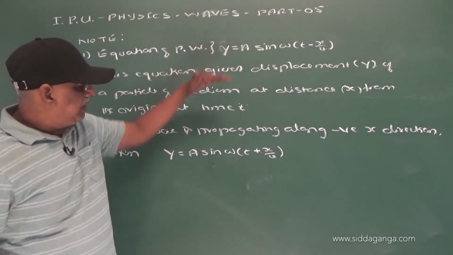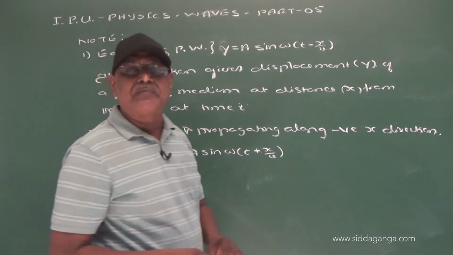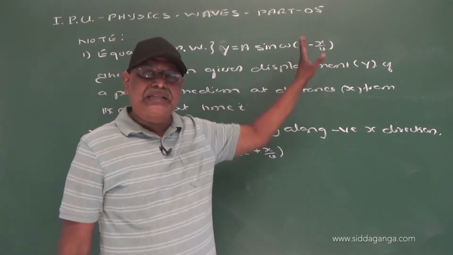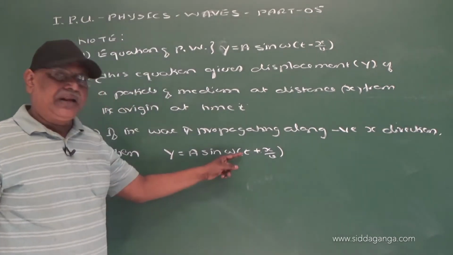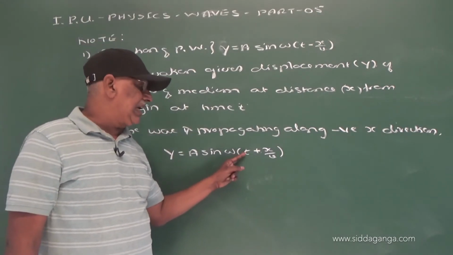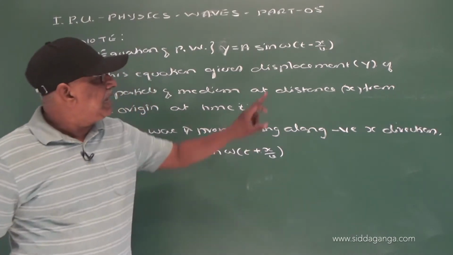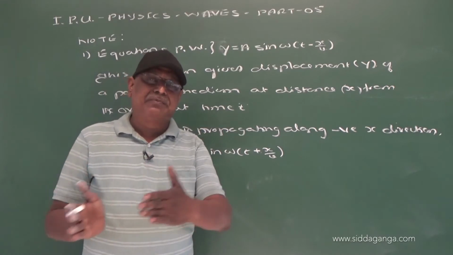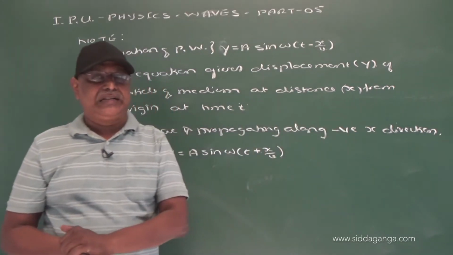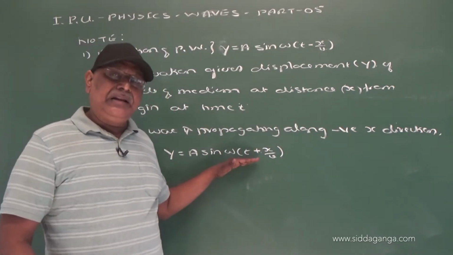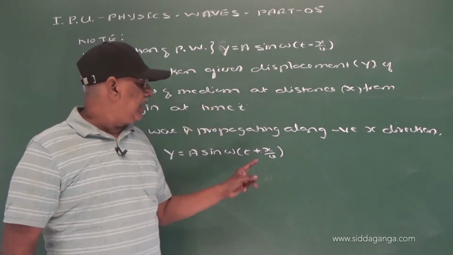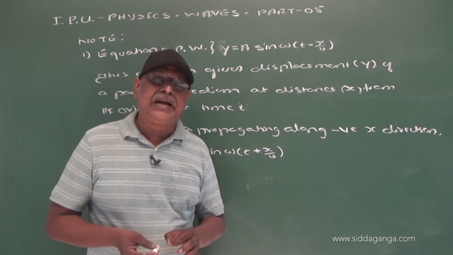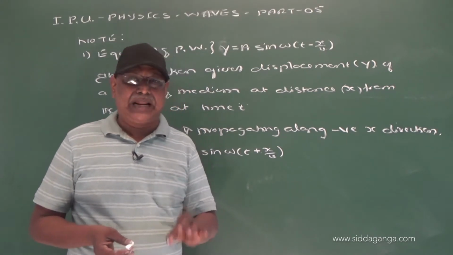What is the difference between these two equations? All the terms are the same. Here we have a negative sign, t minus x by v. Here we have a positive sign, t plus x by v. The negative sign indicates that the wave is propagating along the positive x direction. The positive sign indicates that the wave is propagating along the negative x direction.